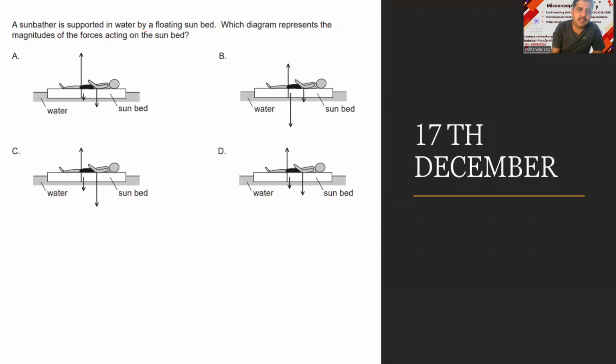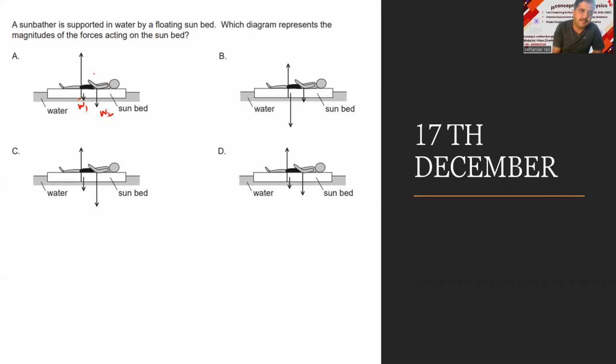A sun bather is supported in water by a floating sun bed. This is a question on vectors. Which diagram represents the magnitude of the forces acting on the sun bed? Which of them is correct? If you look at it, this vector starts from here, which tells you about the total normal force given by the water surface. Now, what is this vector? This vector is nothing but the weight of the sun bed. Let me call this weight W1. And what is this one here? The weight of the person, W2.